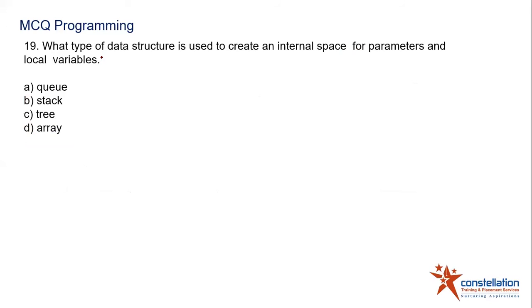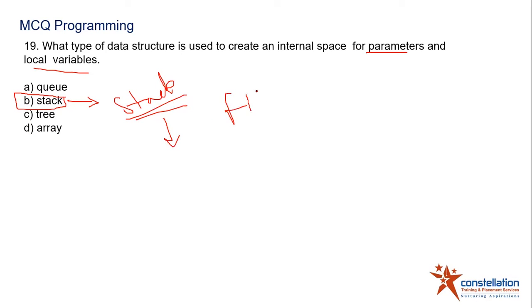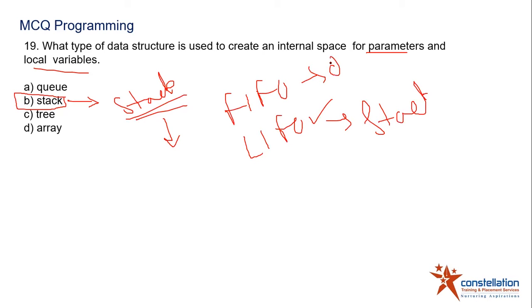Now let's look at question number 19. What type of data structure is used to create an internal space for parameters and local variables? Your teacher might have told you n number of times, it is a stack. For parameters and local variables, stack is used. You know what a stack is? Is it first in, first out, or last in, first out? It is LIFO or FIFO. This is a stack: last in, first out. For FIFO it is a queue. Queue is FIFO, first in, first out.